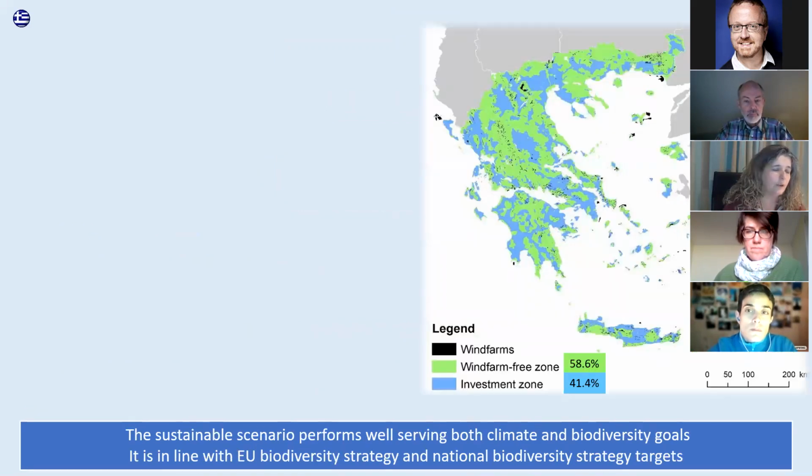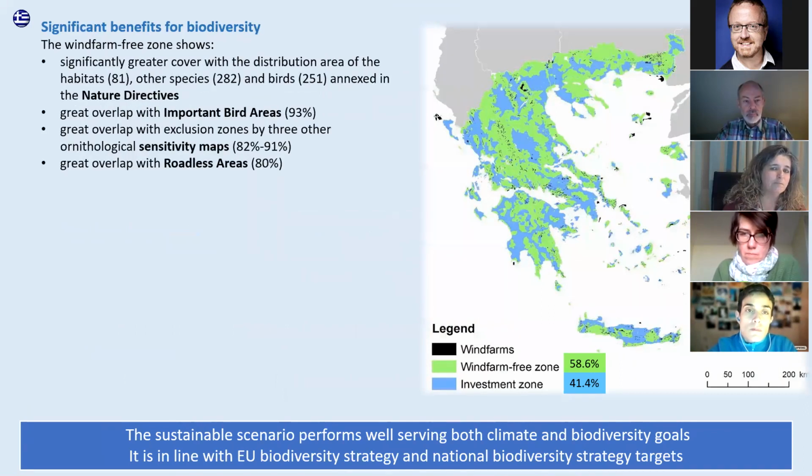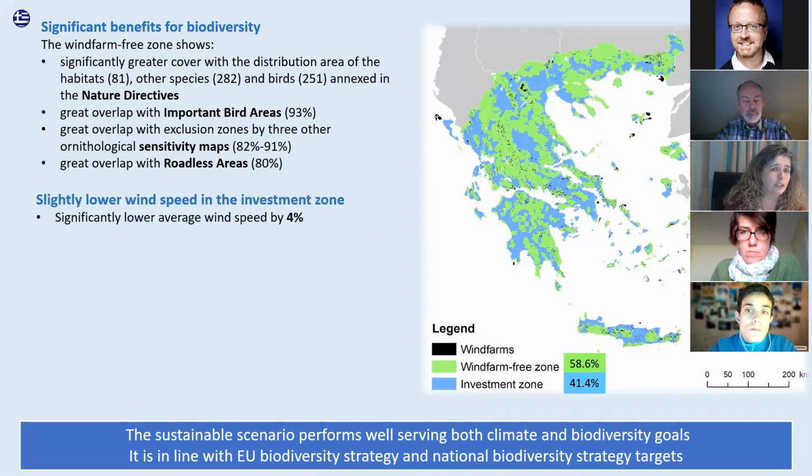Here is the scenario in terms of mapping. You can see that it leaves about 40% of Greece as a potential investment zone. We have cross-checked it with biodiversity data, and it performs very well for nature directives, for important bird areas, for roadless areas, for three sensitivity maps we had for raptors and birds. So it provides substantial benefits for biodiversity.